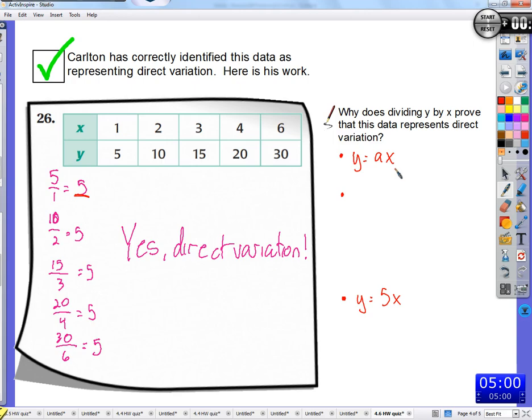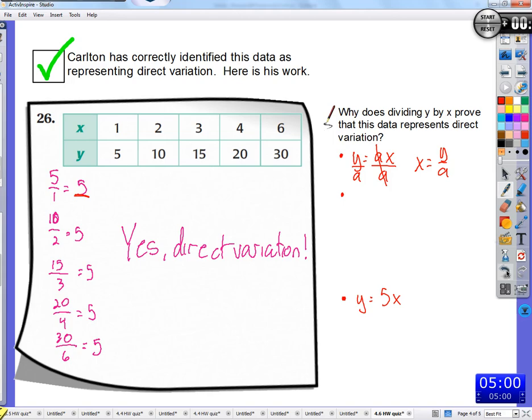How do you solve for a, get a by itself? Divide by a on both sides. Divide by a? Yeah. So I'm going to get a on both sides, and I'll get x equals y over a. Almost. We wind up solving for x. Let's solve for a. Bryce?